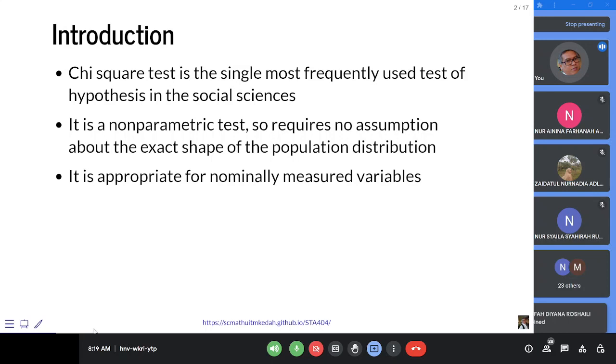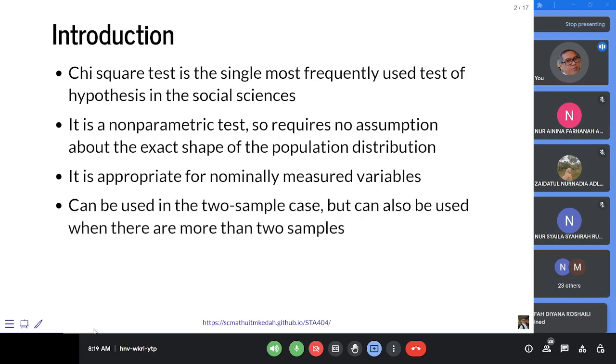Alright. So it can be used in the two sample case, but can also be used where there are more than two samples. So in our session, we are looking at the two sample case. When we say two sample case, it means a two-way table, that is two variables involved. So in our syllabus, we are only considering the two sample case. We are not going to look at more than two samples.